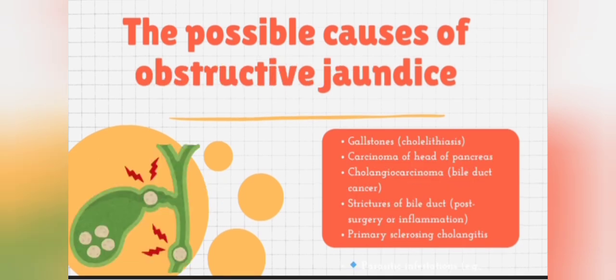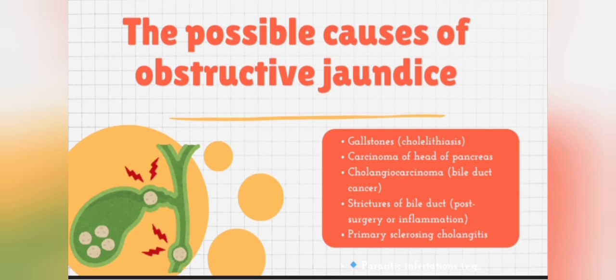The next cause is post-hepatic, that is the obstructive cause. The obstruction most commonly is due to gallstones, or it could be carcinoma of the head of the pancreas, cholangiocarcinoma, strictures in the bile duct, or cholangitis. It could be primary sclerosing cholangitis or secondary cholangitis. So it could be any cause which is causing obstruction.